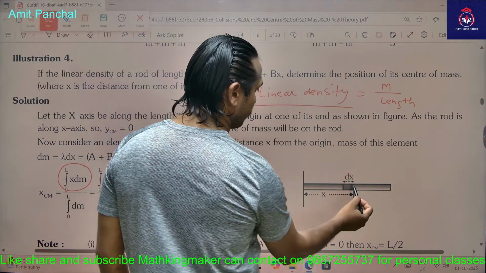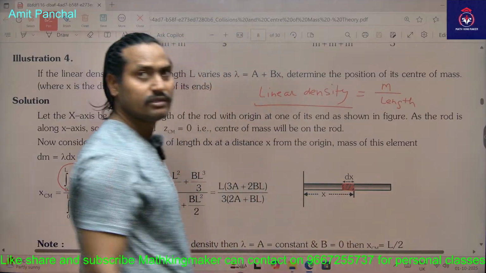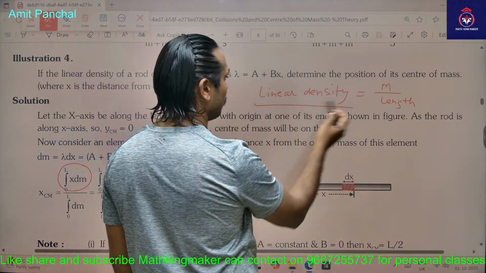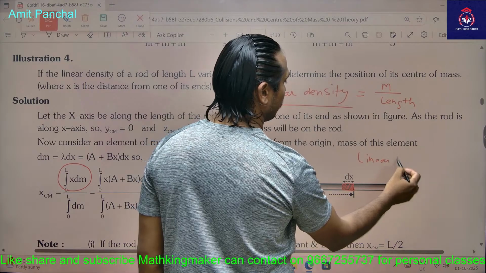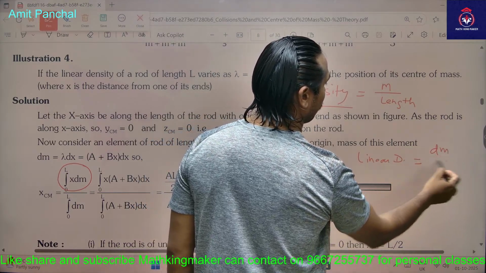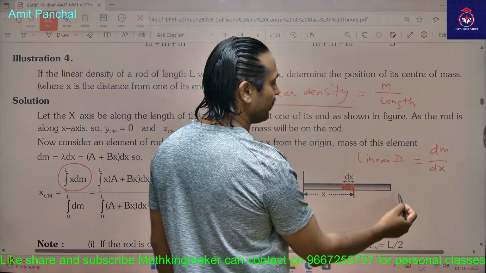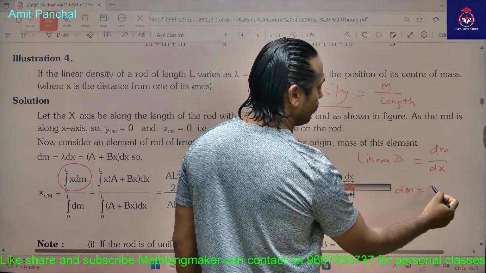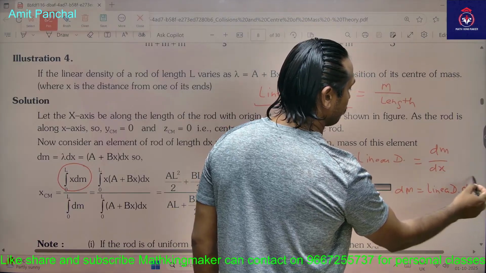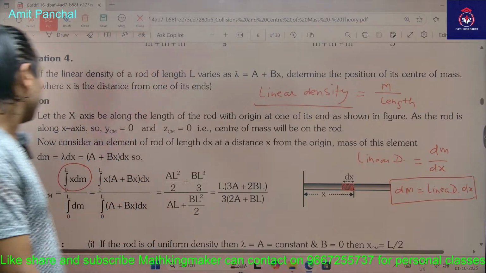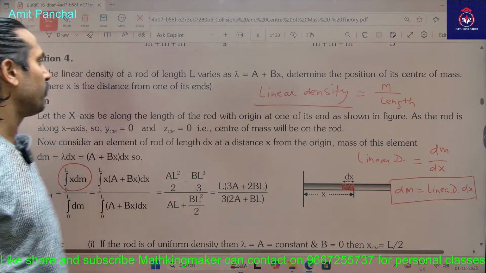If I take some small mass, let us say this is a very small mass, then in case of the small mass the linear density will be equal to dm by dx, as it is a small distance. So your dm would be equal to linear density into dx, isn't it? The linear density is given as lambda equal to a plus bx.